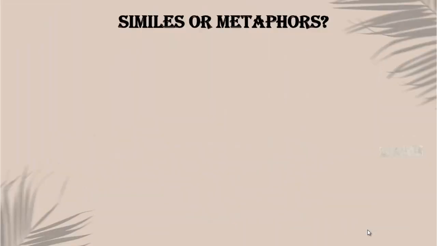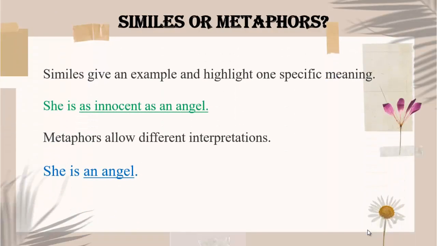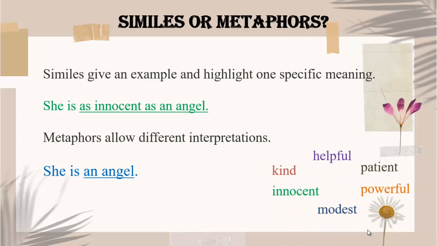Let's see what function similes and metaphors perform. Similes highlight one specific meaning while metaphors allow different interpretations. For example, if someone says she is as innocent as an angel, he just talks about one quality of that girl, that is innocence or simplicity. But when someone says she is an angel, he might mean that she is kind, helpful, patient, modest, innocent, simple, etc. So you can say that with similes the comparison is easy to understand while metaphors can communicate various emotions.